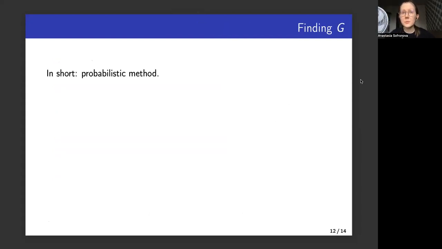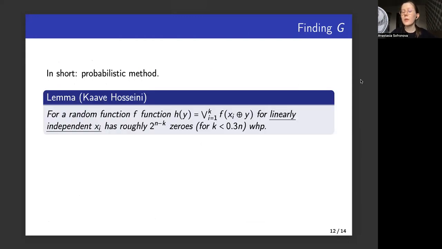Let me explain how to find that set G. And in short, we use the probabilistic method. To elaborate on that a bit more, here's the key lemma in finding G, which is due to Kabanets-Hosseini. And the main idea of this lemma is the following. The input for the XOR composition is split into 2 parts, X and Y. So let us fix some X, and let us consider g of X for different functions g. So let us take a look at vectors that different g output on this fixed X.